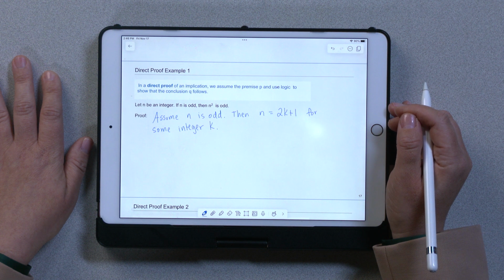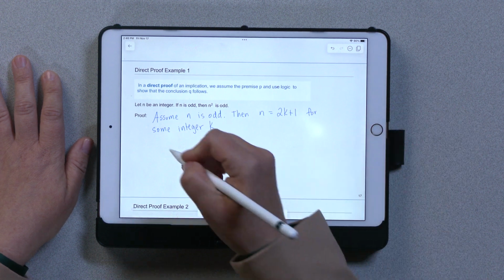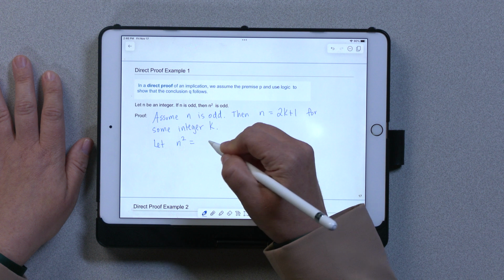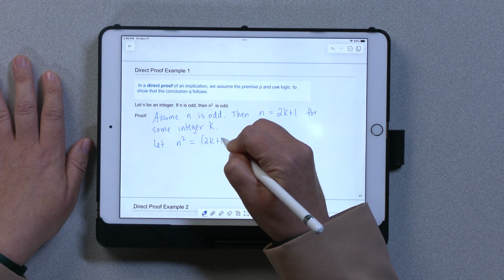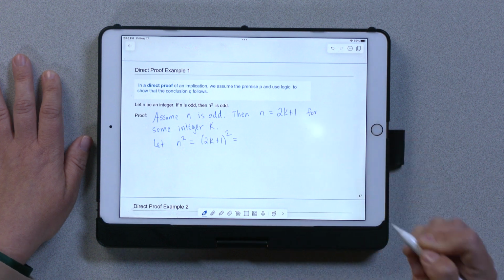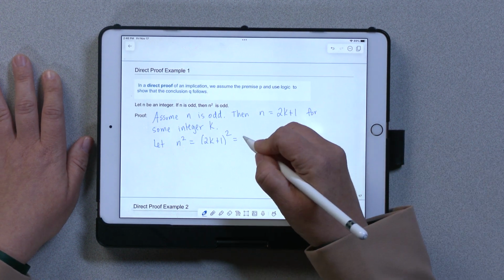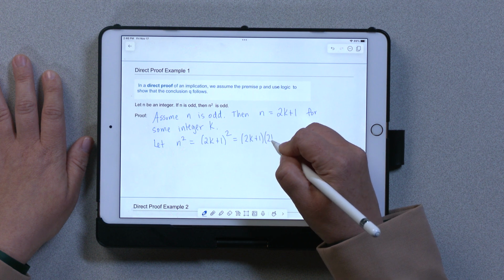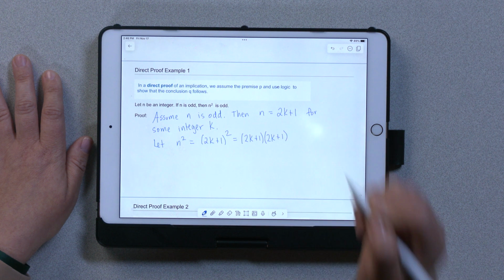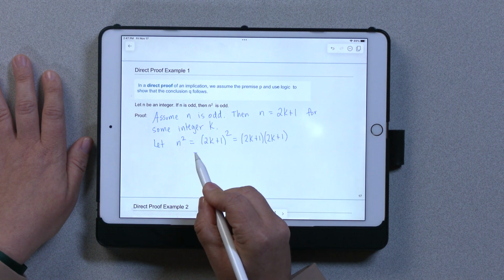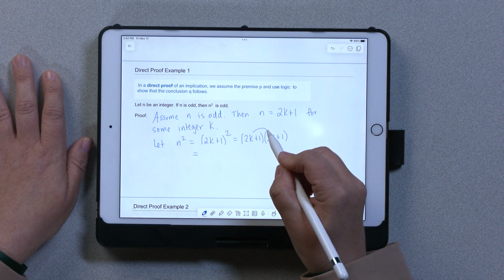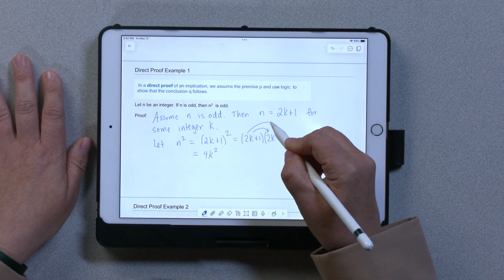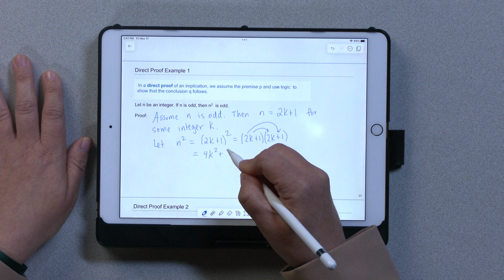So one thing we can do is we can just square n. So now let n squared equal 2k plus 1 squared. Once again, we just need to square this, so I'll do this again. I have 2k plus 1 times 2k plus 1. So let's square this. I'm going to multiply the 2k by 2k again. So that's going to give me 4k squared. And then I'll multiply the 2k by 1. So that will give me 2k.